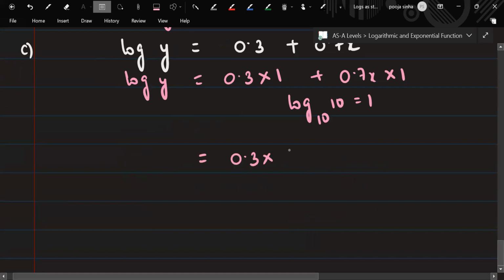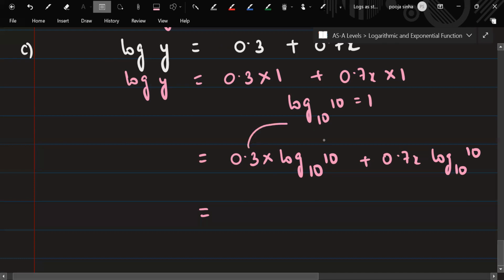Can I just write this as 0.3 and then make this as log to the base 10 of 10 plus 0.7x log to the base 10 of 10? Yeah. So it actually gets multiplied 0.3 of 10. So instead of 1, I'm making it log to the base 10 of 10. Now this 0.3 will come here in the power.